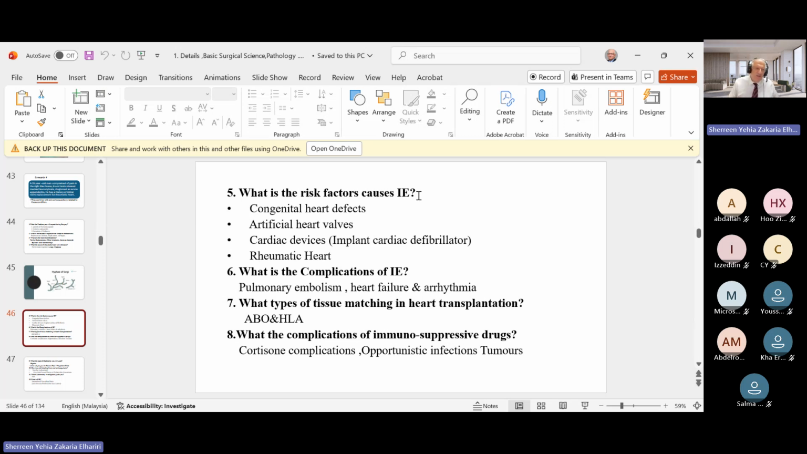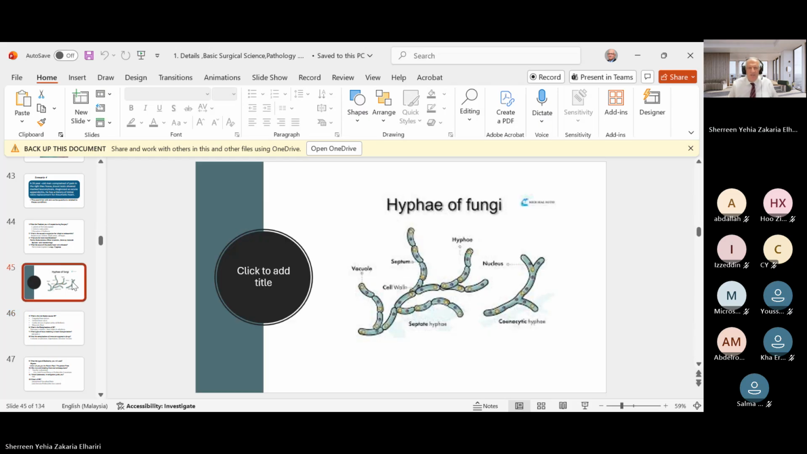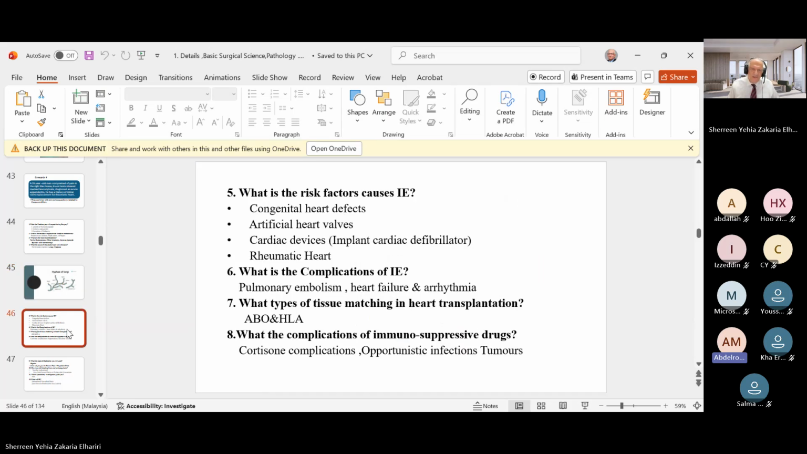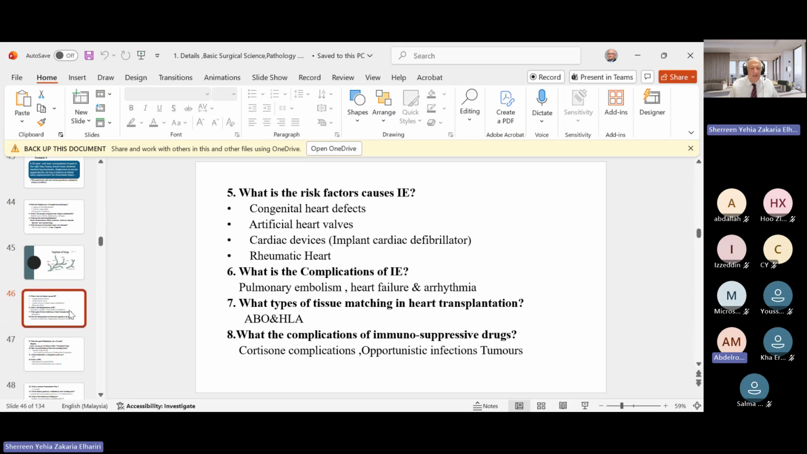Okay, what complication of the infective endocarditis? Complication of infective endocarditis may be sepsis, maybe embolism. Vegetations of the valve will lead to an embolism, like pulmonary embolism or arterial embolism. It will lead to. All right.